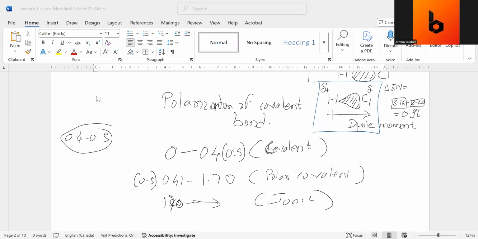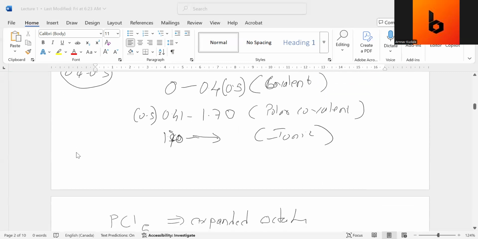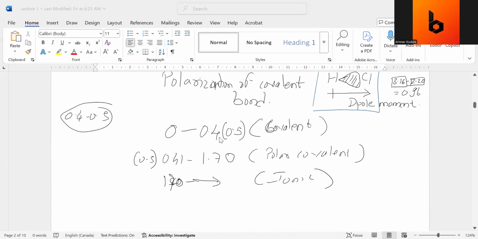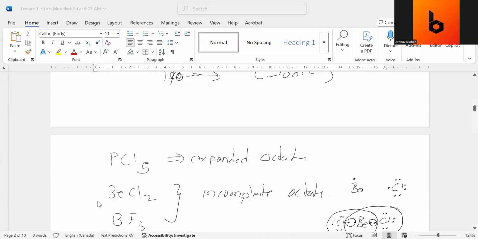Clear? No doubt, right? And if you see, I have written 0.4 to 0.5. Why I did that is because there were older books when I used to refer during my study, with a range like 0.4 to 0.5. But I believe the newer books all use 0.5.